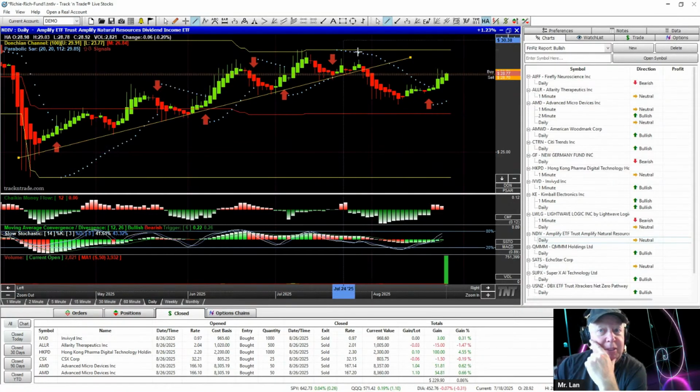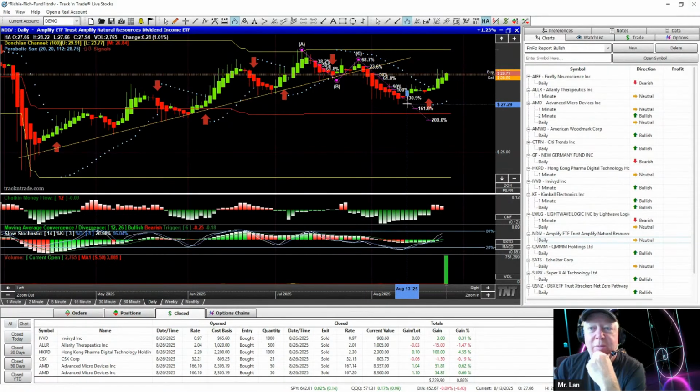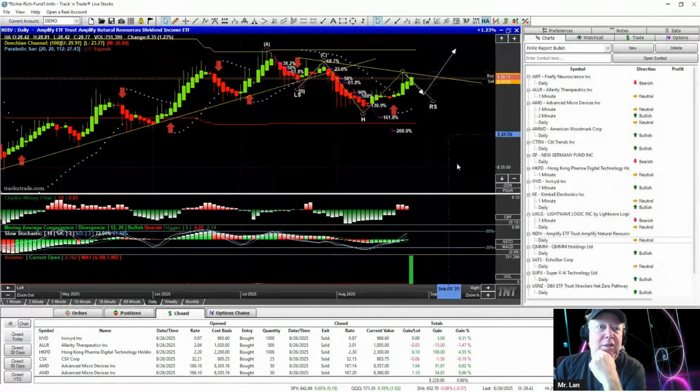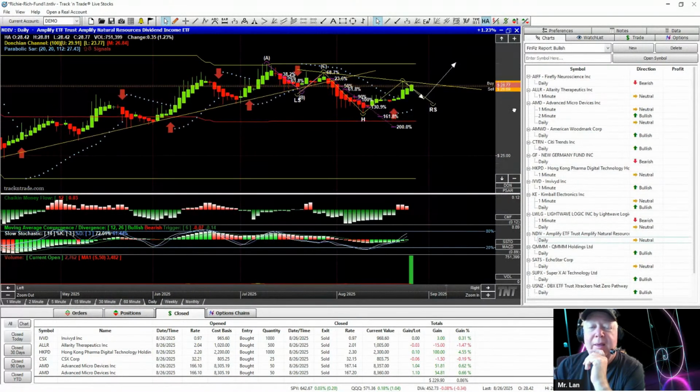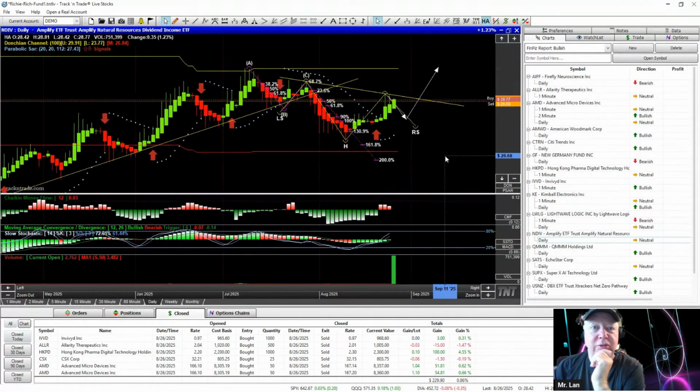So this is our little ABC coming back down off the top. So we got a little top, and down it went, 130.9. Question is, are we going to get a head and shoulders here? This is the daily chart. Like that. There's your right shoulder, and it looks like we need a little bit of a pullback in here, and then a boom rally like that on your Amplify Natural Resource Dividend Income ETF.